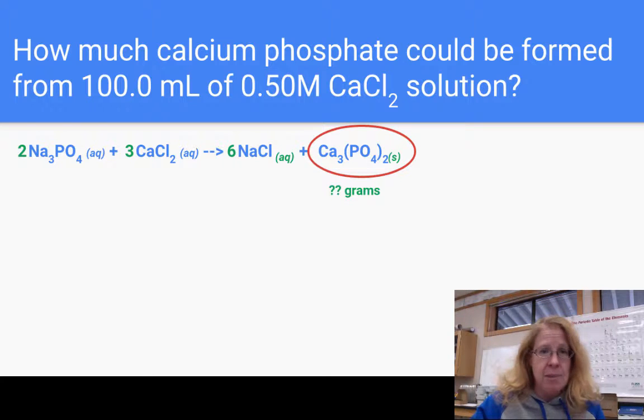So the problem says how much calcium phosphate. So I actually go through this process. Circle that one. Okay, calcium phosphate, I need to know that one. And it's how many grams. That's what "how much" translates as.